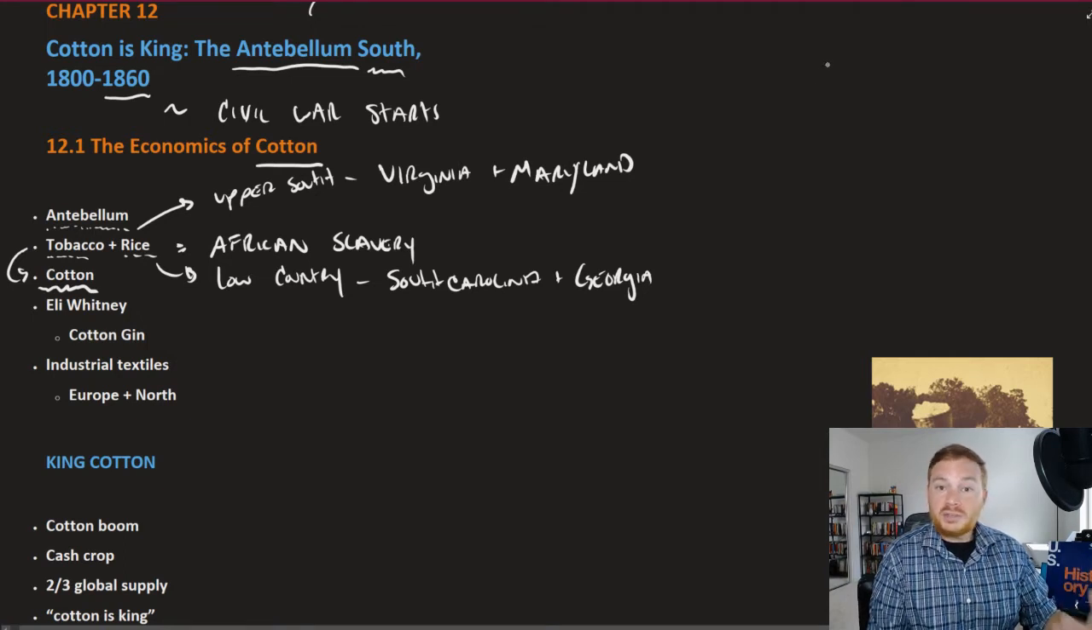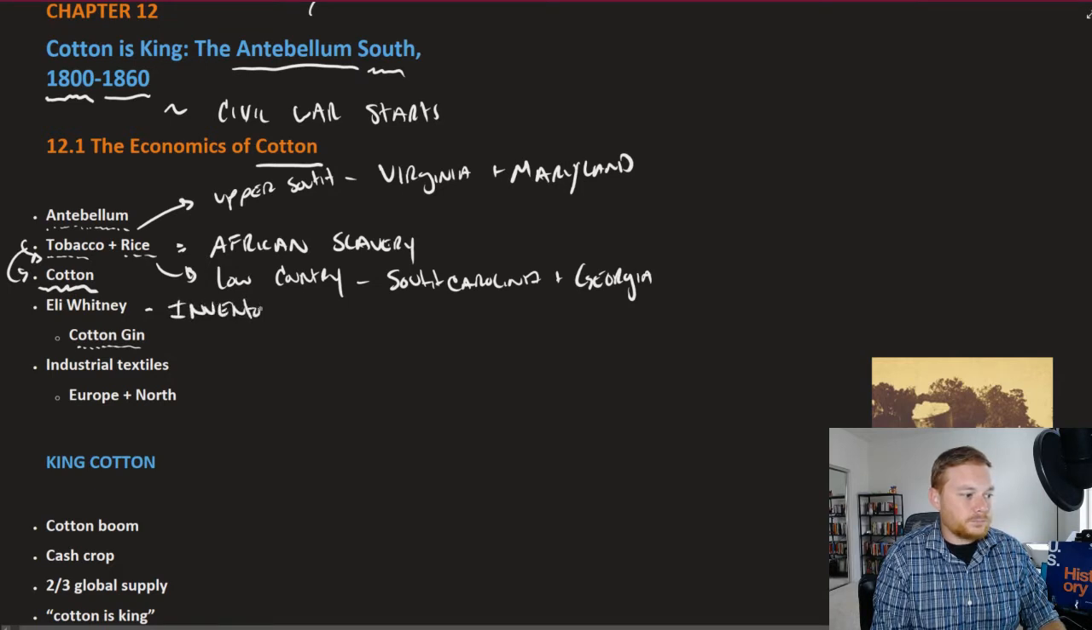And there are a couple of things that make this possible, specifically changes going on between these years that explain why the United States economy went from tobacco and rice then to growing specifically cotton. One of them was the cotton gin by Eli Whitney. So Eli Whitney is the inventor of the cotton gin.